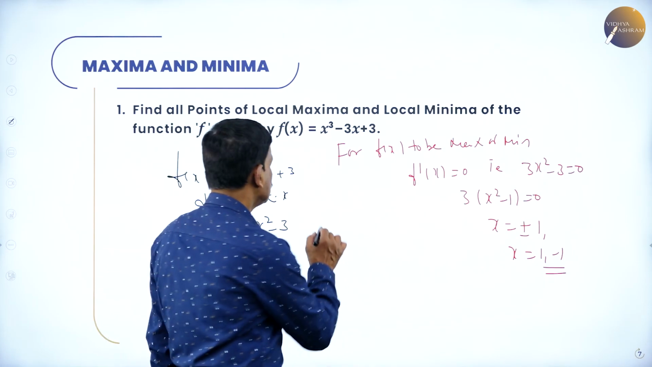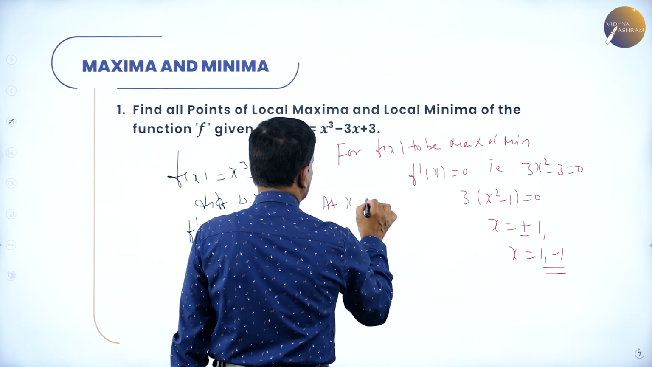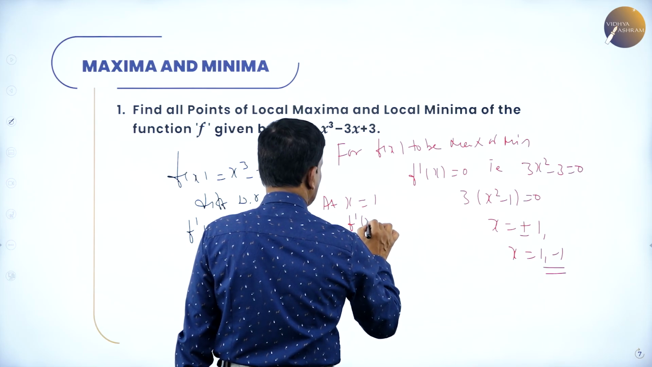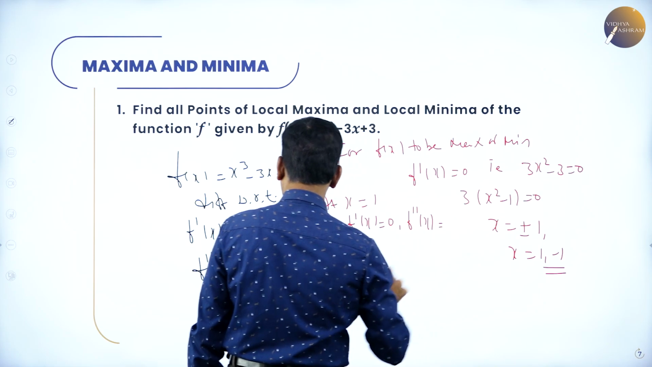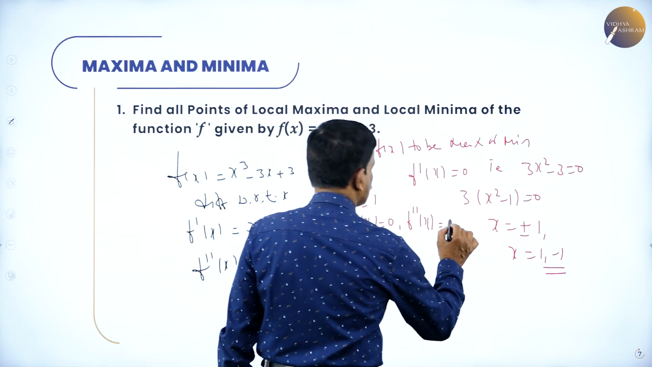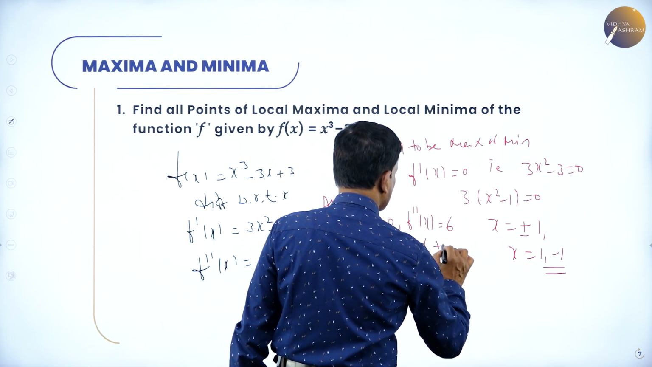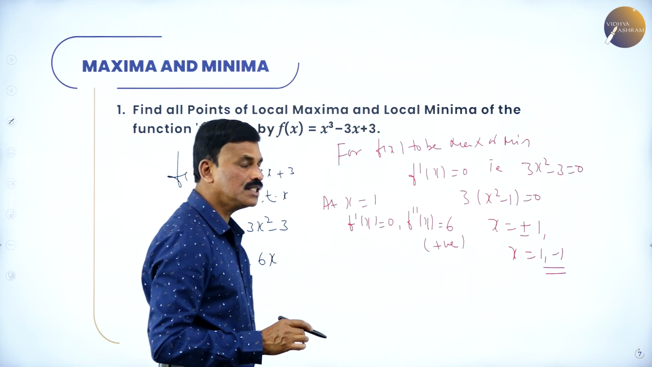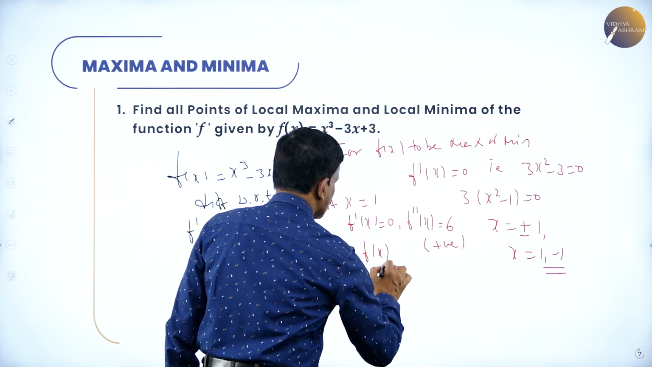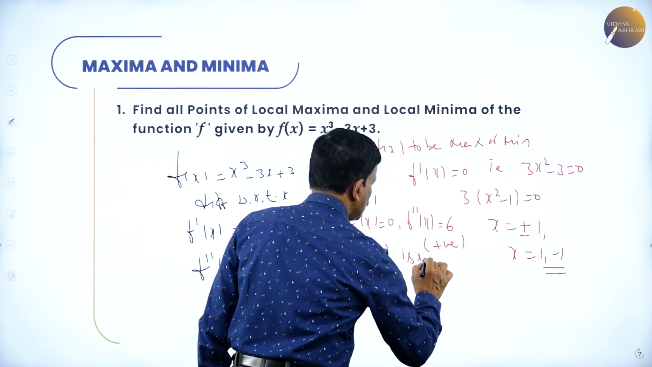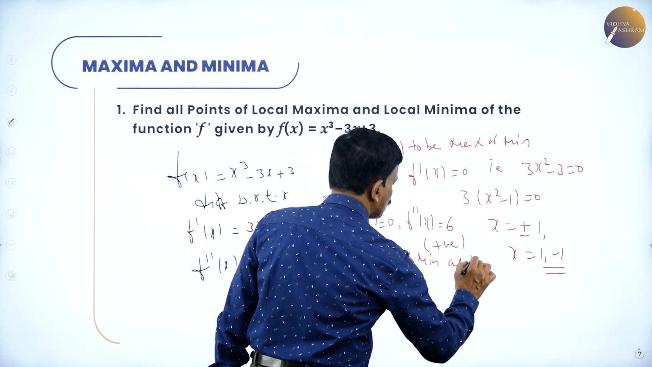Now at x is equal to 1, f dash of x is equal to 0, whereas f double dash x, substitute here, is equal to 6. That means it is positive. Positive means the function is minimum. Therefore, the function f of x is minimum at x is equal to 1.